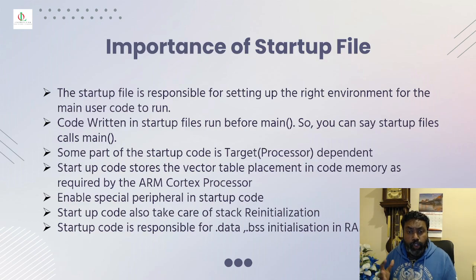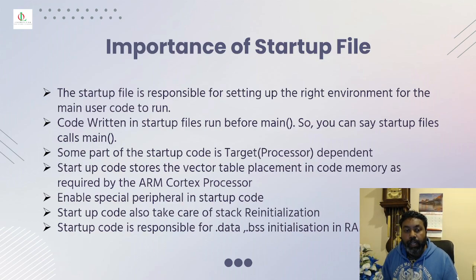So the startup code stores the vector table placement in code memory as required by the ARM Cortex processor. As we learned from previous sessions, the vector table has all the addresses of the exceptions and the interrupts, and it is placed in a certain order that we learned from the previous explanation in the other sessions.